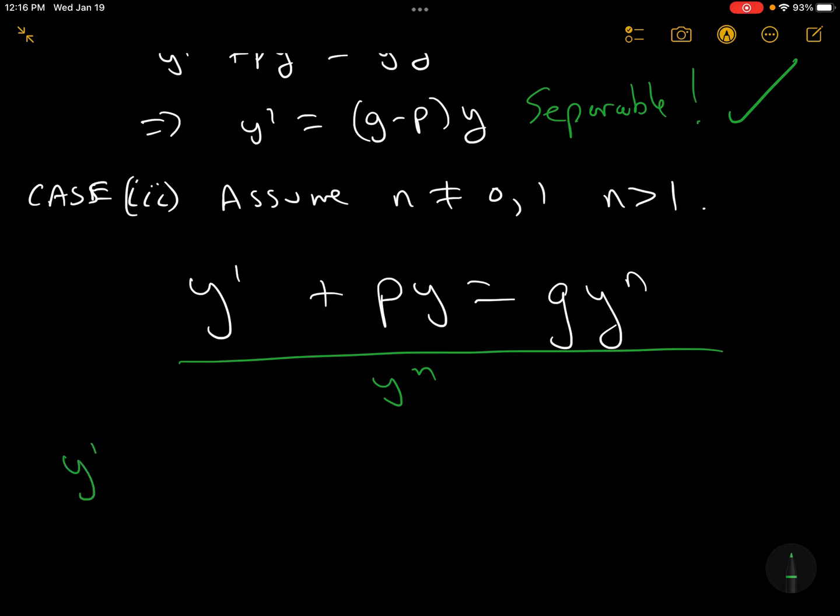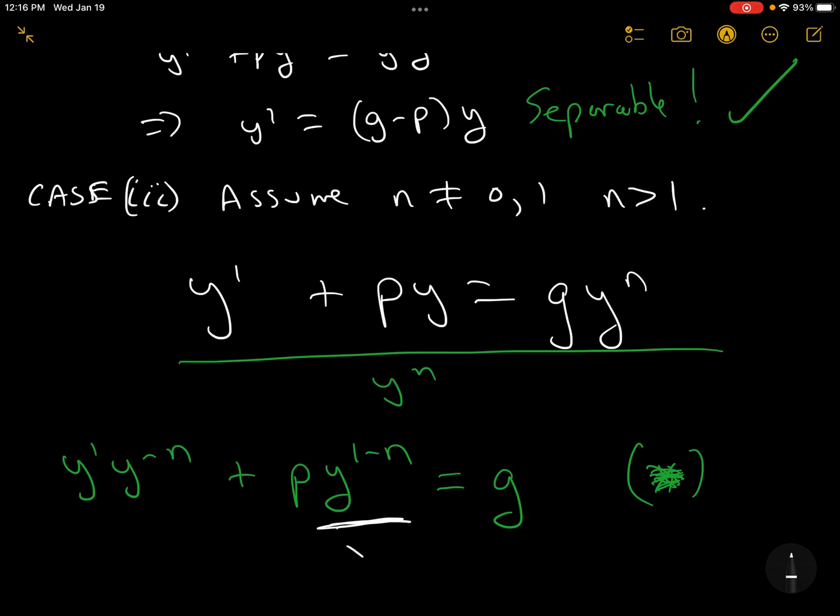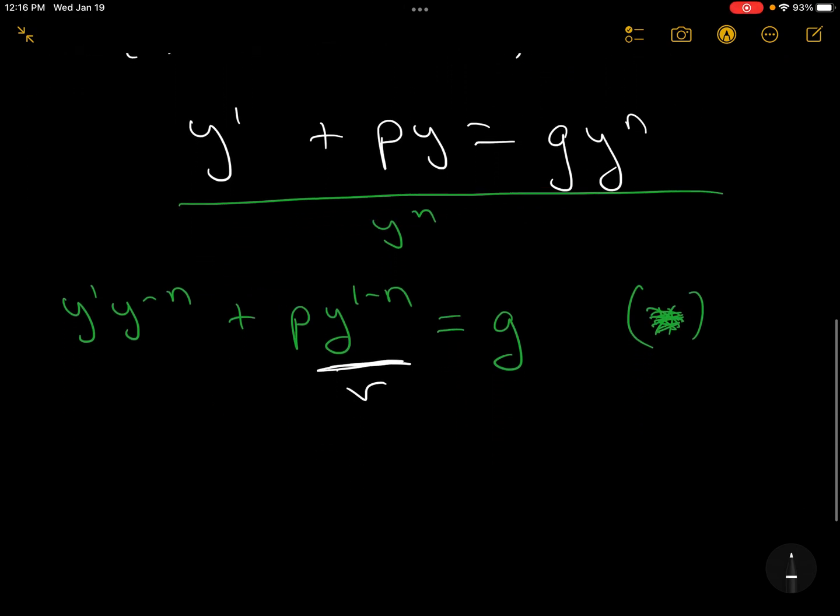So I have y prime y to the minus n plus p y to the 1 minus n equals g. And I guess he was staring at this and said, what happens if I do a change of variable and I let this thing equal v, right? So this is from Bernoulli.